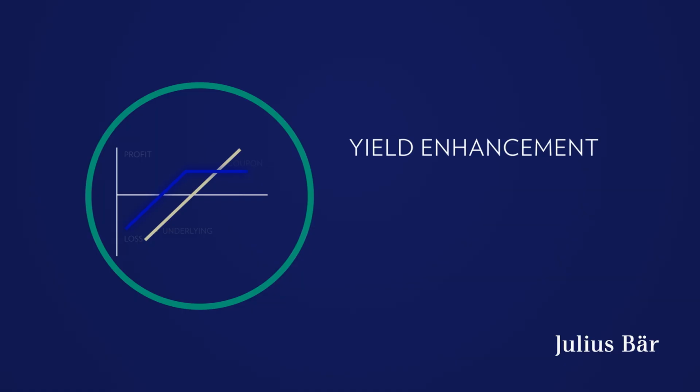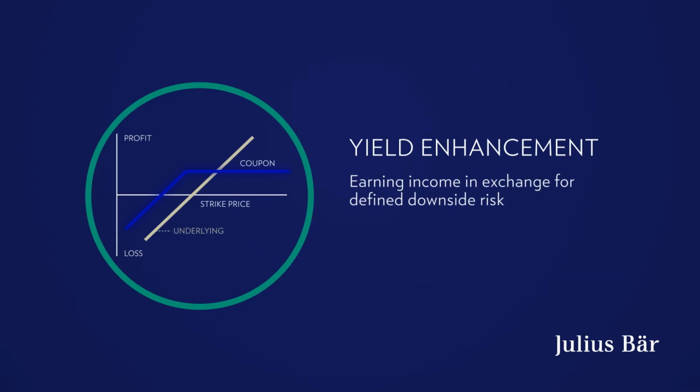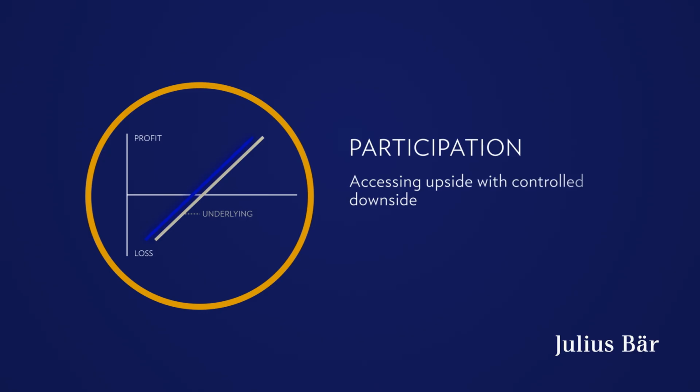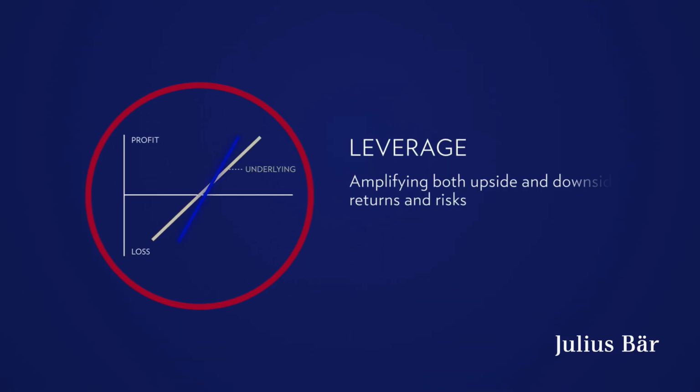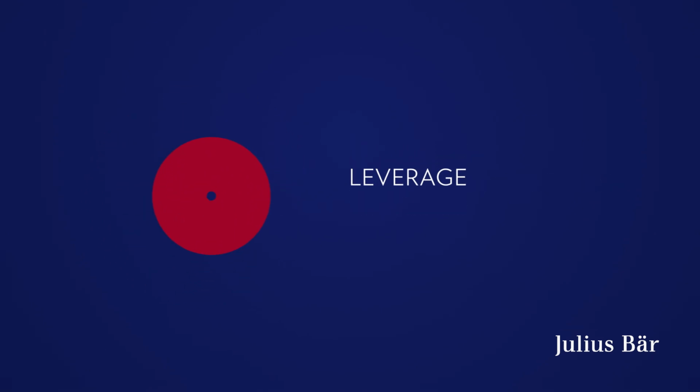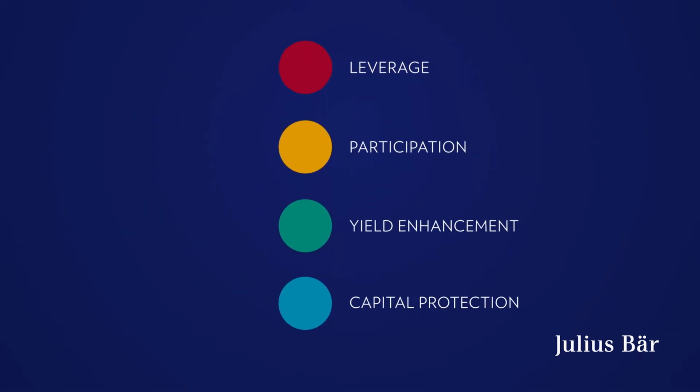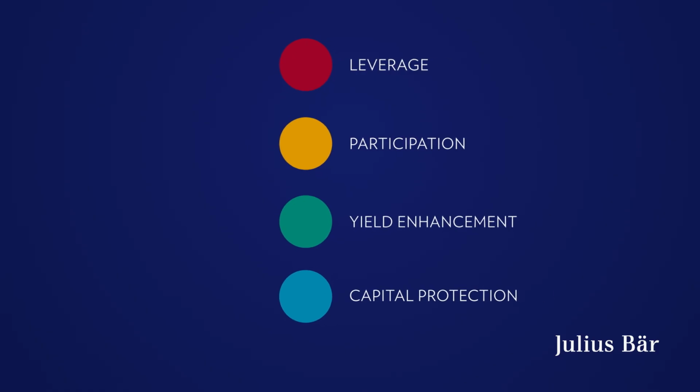Yield enhancement, earning income in exchange for defined downside risk. Participation, accessing upside with controlled downside. And leverage, amplifying both upside and downside returns and risks. Understanding these four families helps you quickly identify what any structure is designed to do.